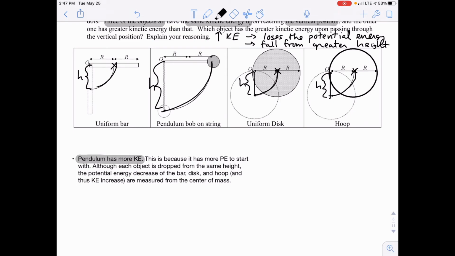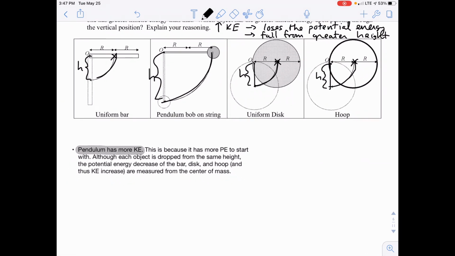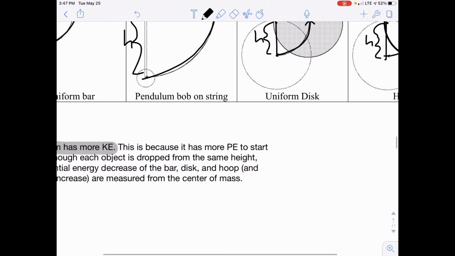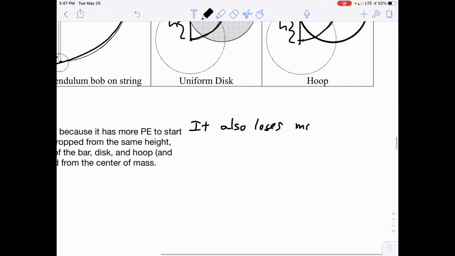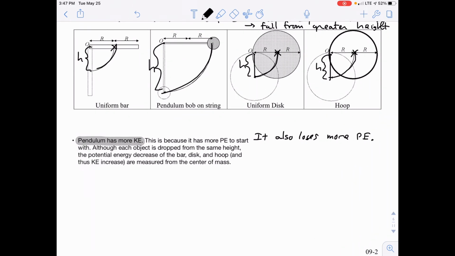This is because it has more potential energy to start with. It also loses more potential energy. It's another way to think about it. You can either say it has more potential energy to start with or loses more potential energy when it falls. Although each object is dropped from the same height, the potential energy decrease of the bar, disc, and hoop are measured from the center of mass. So they are all less than the potential energy decrease of the pendulum bob and the string.